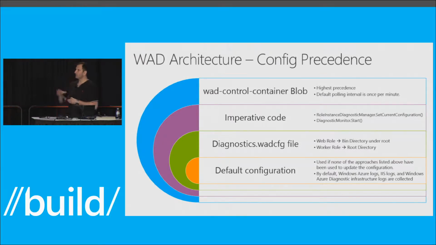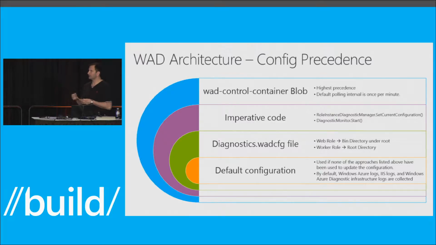So let's say it's a clean deployment, there's nothing in there. The next thing the diagnostics agent looks at is the imperative code. I don't know if you've realized that when you create a web project, we have a role entry point. There is a webrole.cs, which is the role entry point. So in the role on start, you can code the diagnostics configuration, and that's what that means. There is another way to directly update the configuration of that control container, and this is if you use the role instance manager. Then it writes directly to that blob.